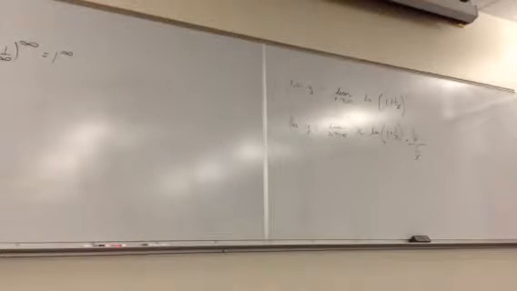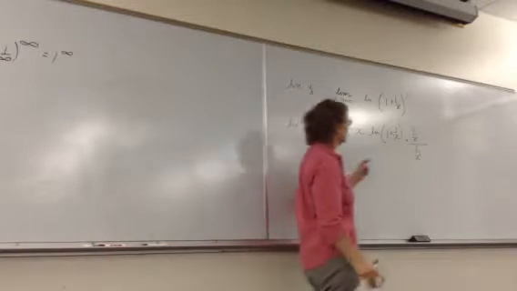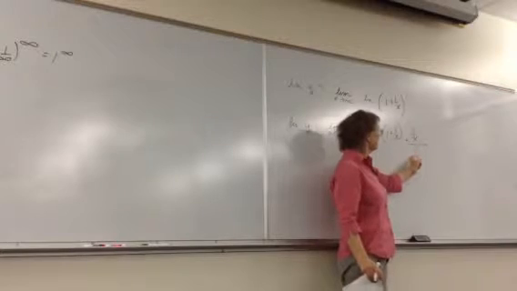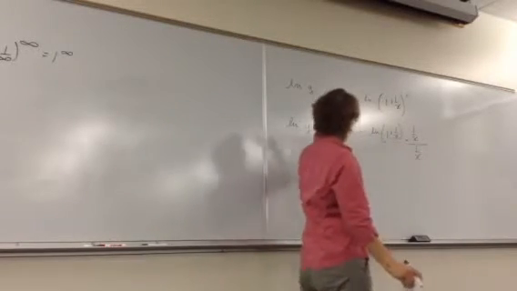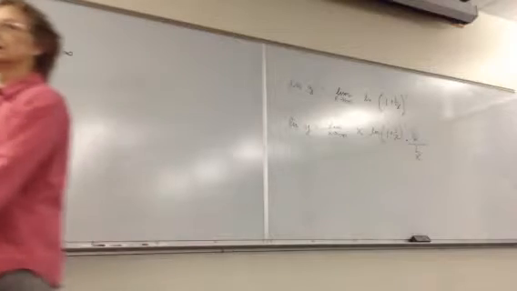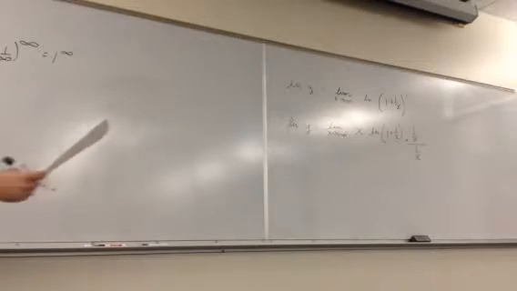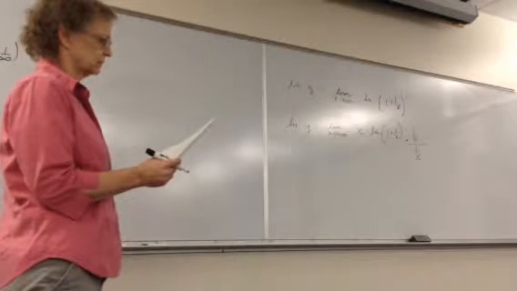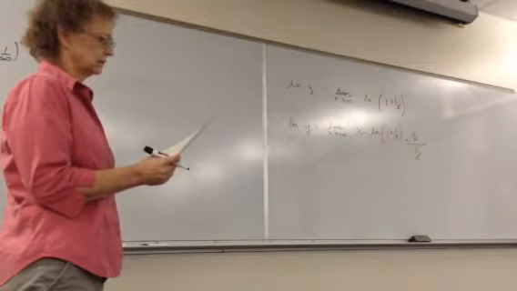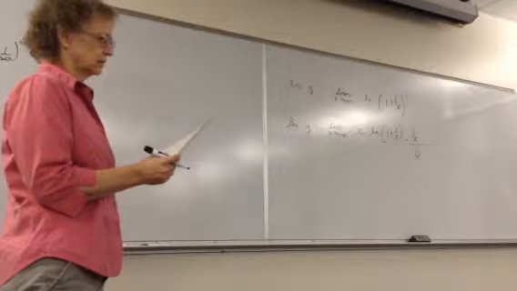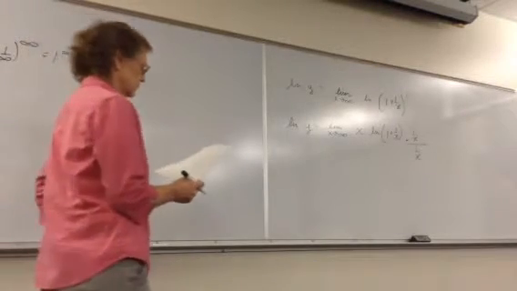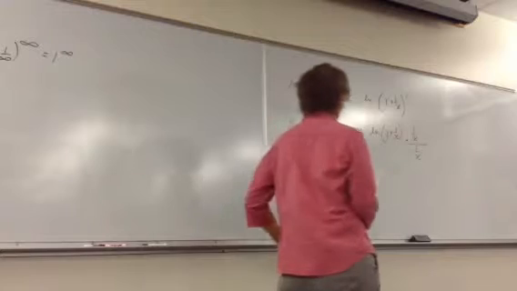Okay, why did I choose that 1? Well, because I know as x goes to infinity, 1 over infinity is 0. Do I really want 0? Why did I choose that? Oh, this is weird. I did something wrong here. Way wrong.